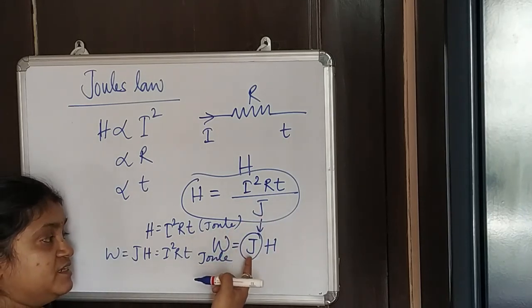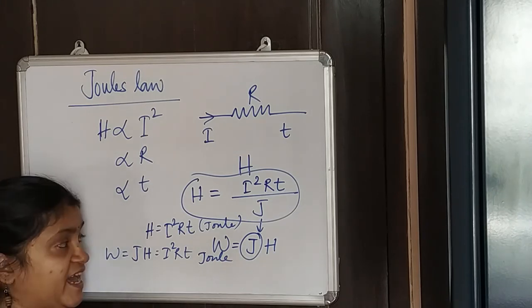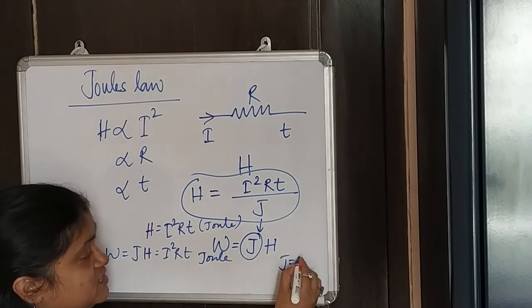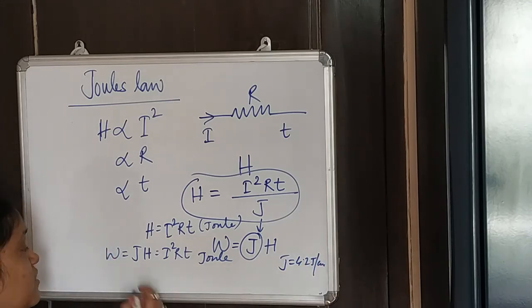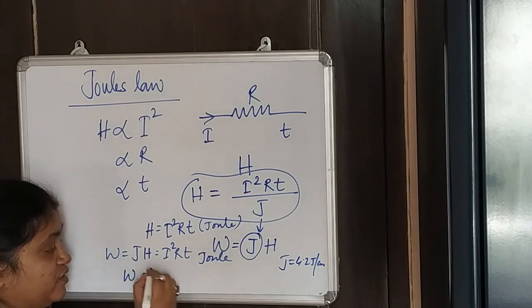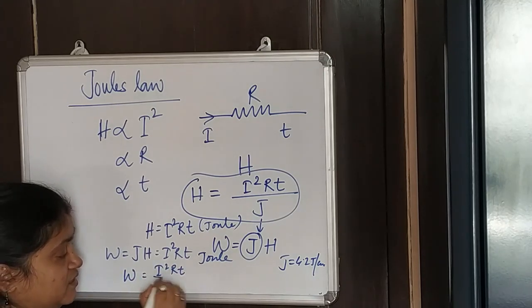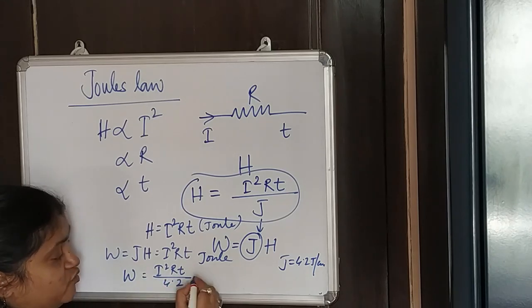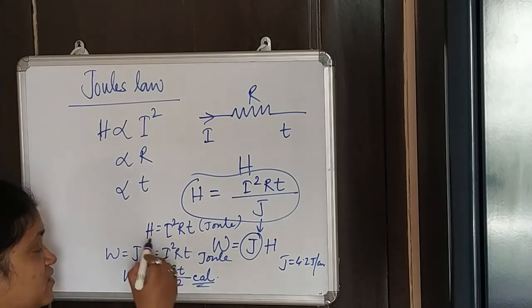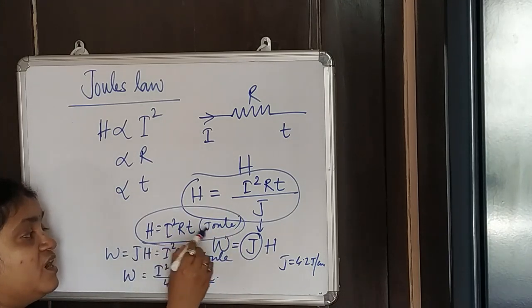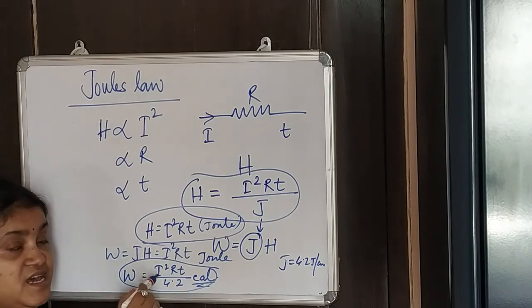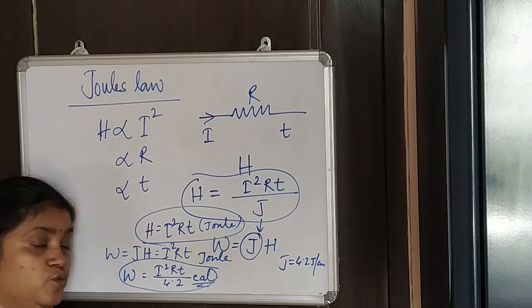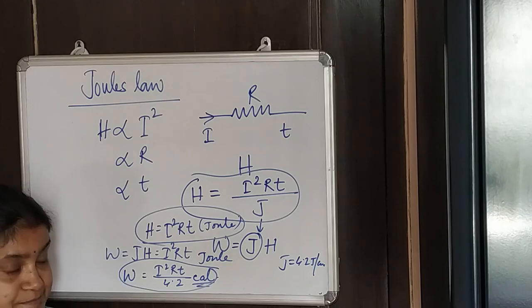If you want to convert it into the calorie unit, we know that J is 4.2 joule per calorie. So when you substitute, your work done or heat produced will be I square R T divided by 4.2. This amount of work or heat will be in the calorie unit. So either the heat produced will be I square R T joule, or in calories you can calculate it as I square R T divided by 4.2 calorie of heat.